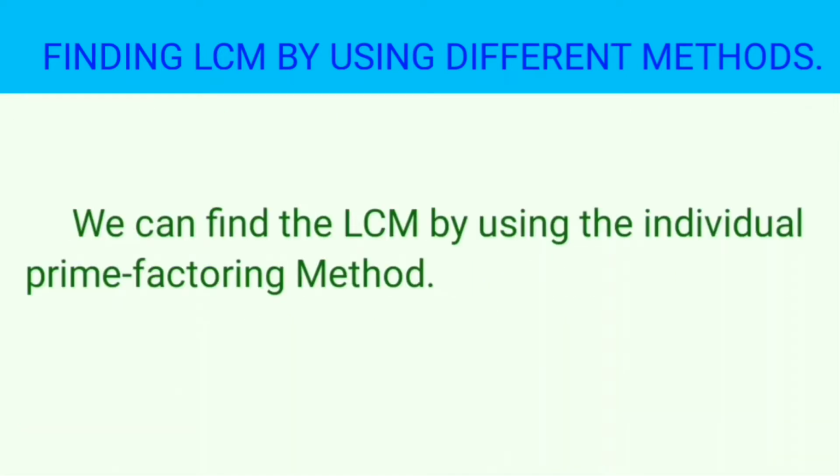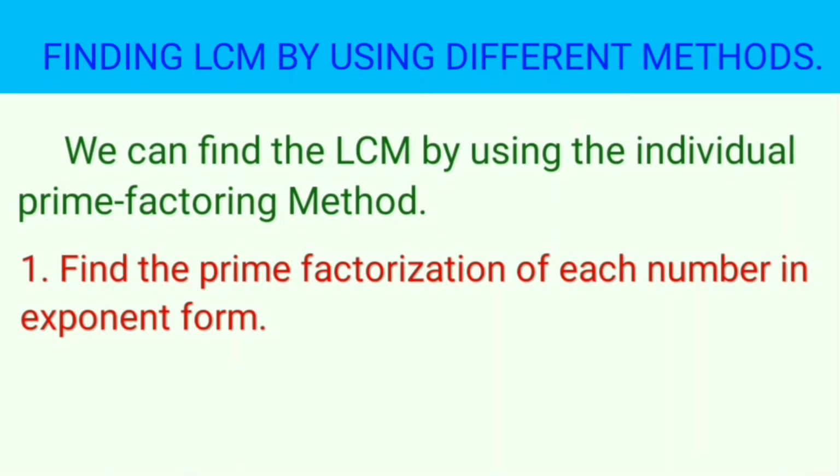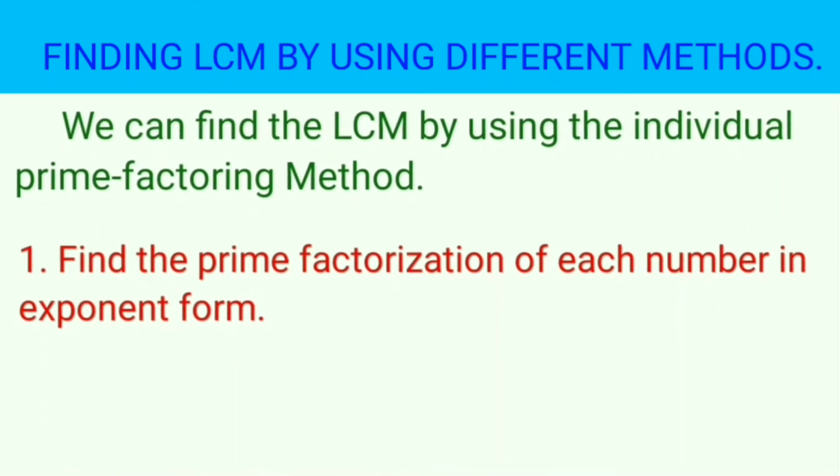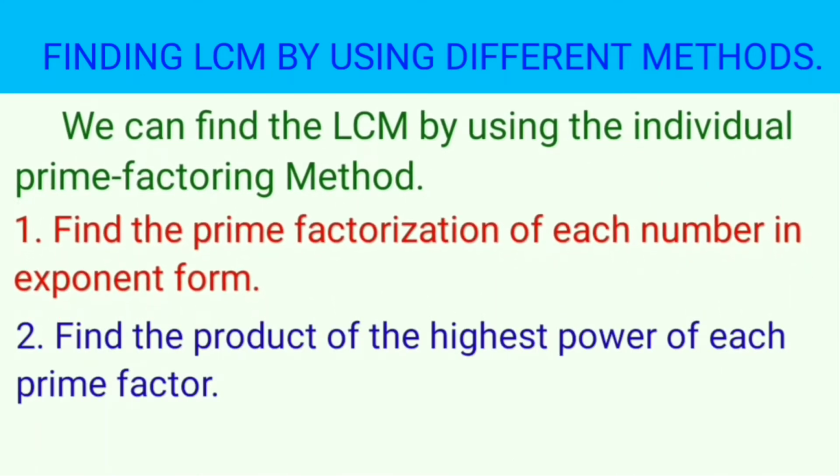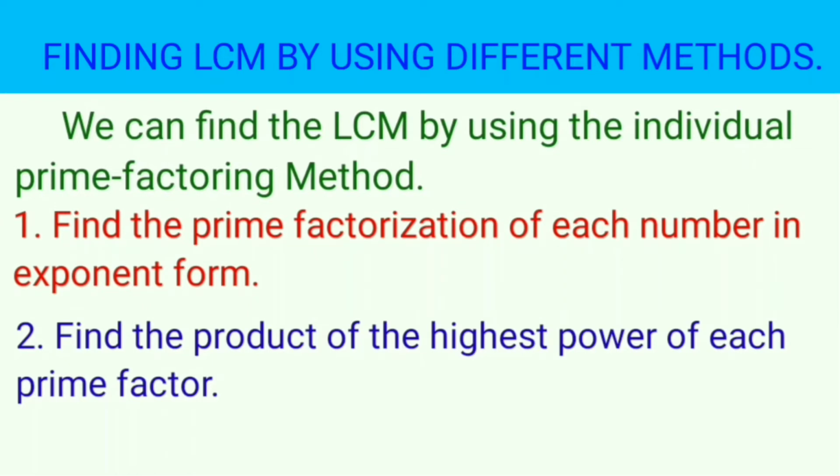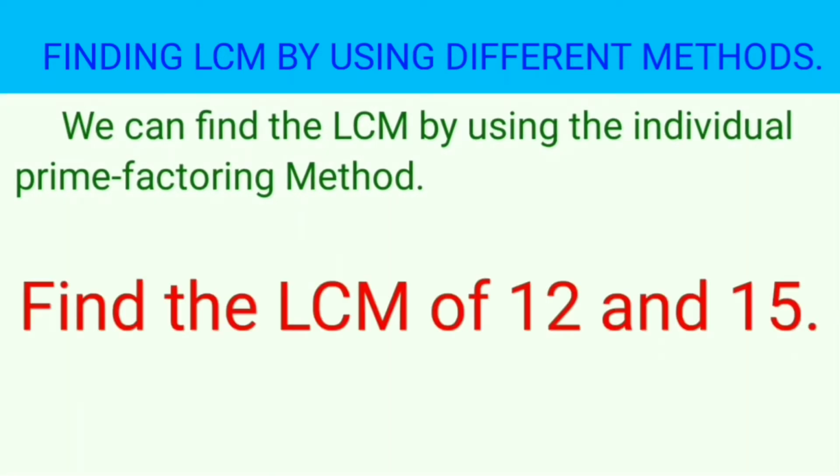We can find the LCM by using the individual prime factoring method. Find the prime factorization of each number in exponent form. Find the product of the highest power of each prime factor. Find the LCM of 12 and 15.